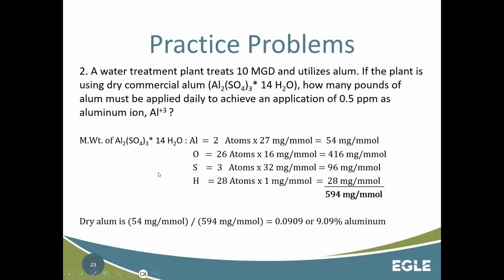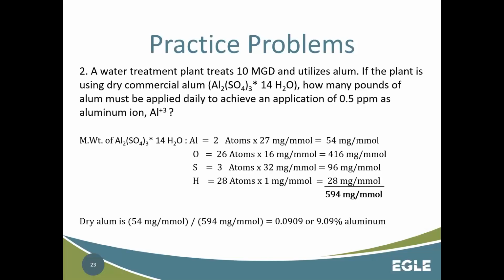All right, moving on to our next problem. A water treatment plant treats 10 million gallons per day, MGD. You're going to see that a lot, and utilizes alum. If the plant is using dry commercial alum, how many pounds of alum must be applied daily to achieve an application of 0.5 ppm as aluminum ion? Even though this one doesn't clearly break out into multiple parts like the previous problem did, there are going to be multiple steps to this problem.